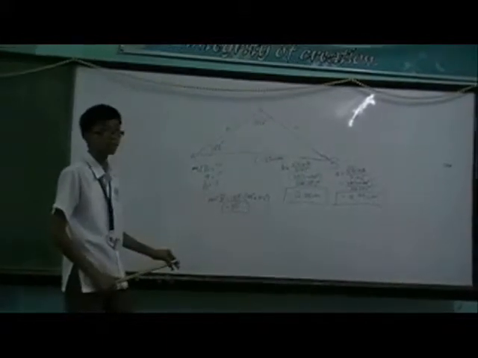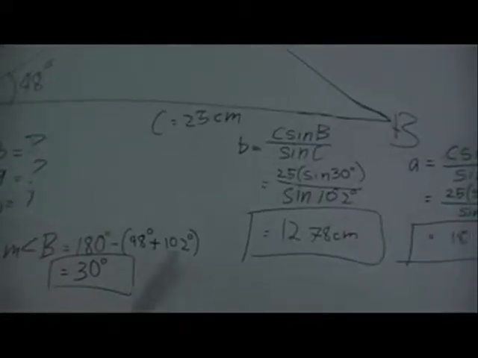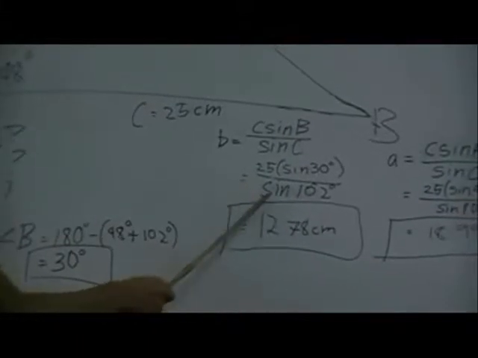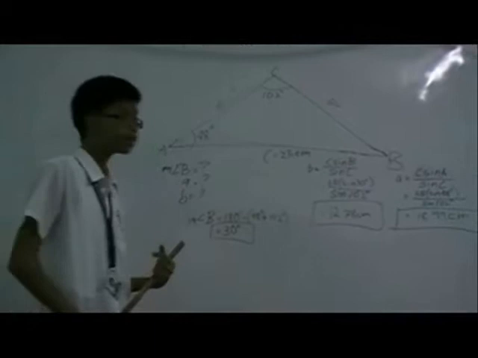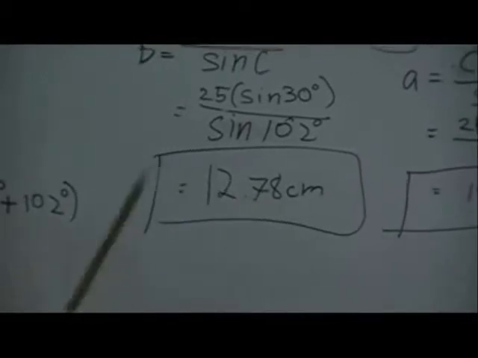And now, for side b, which is equal to c sine B over sine C, is equal to 25 centimeters times sine 30 degrees over sine 102 degrees. Then, as you press your calculator, it must show that its measure is 12.78 centimeters.